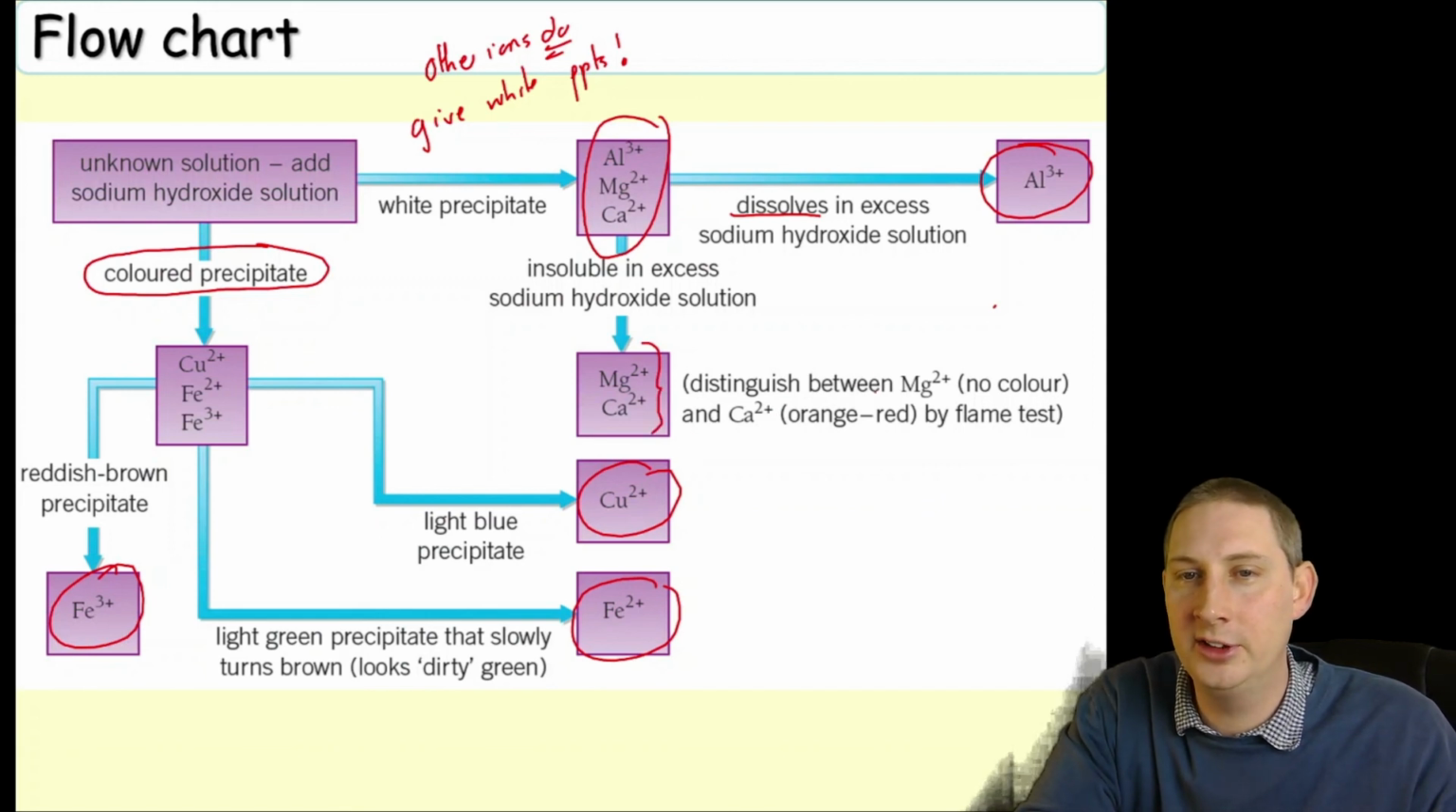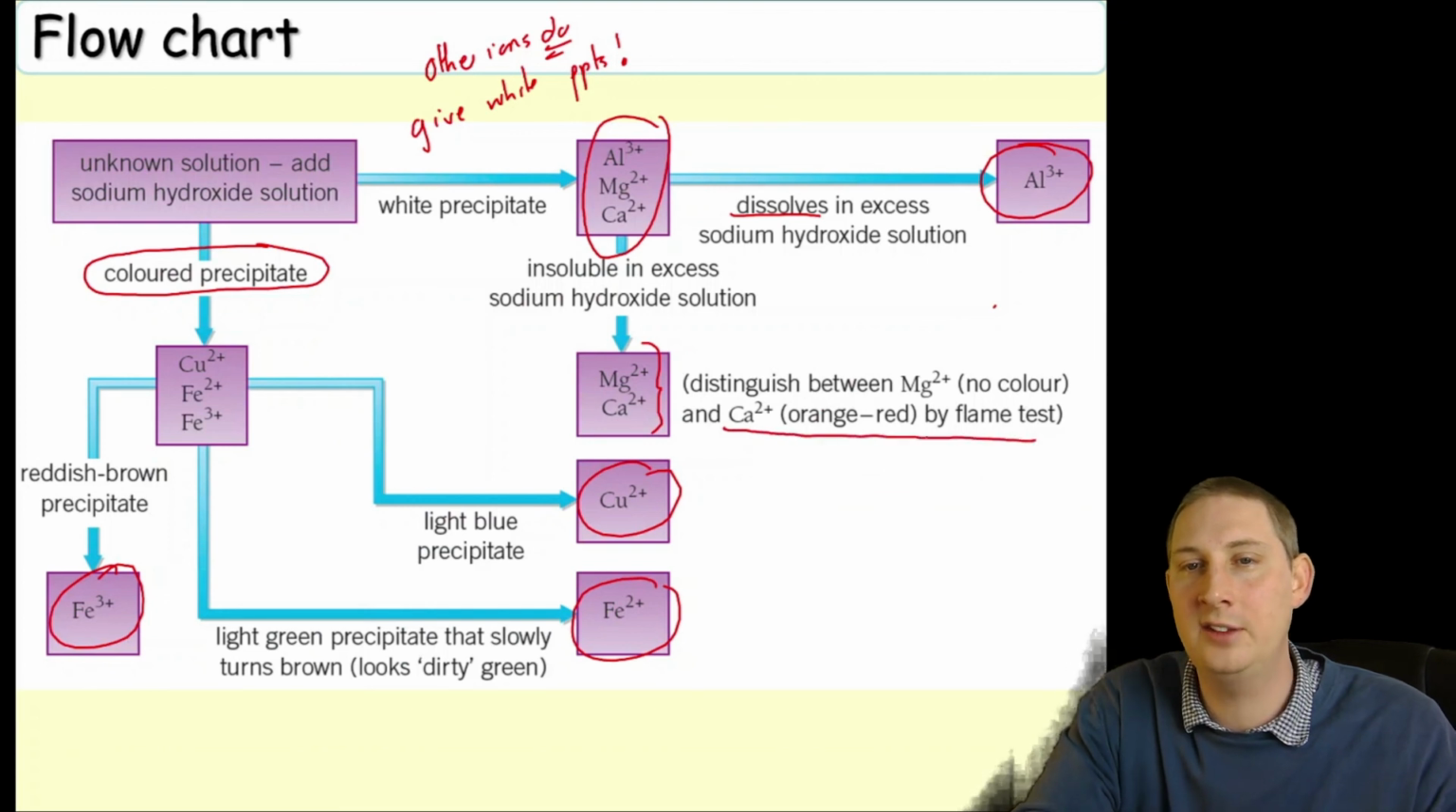How can you tell the difference? You stick it in a flame test, and calcium will give an orange-red flame. Magnesium will give no colour.